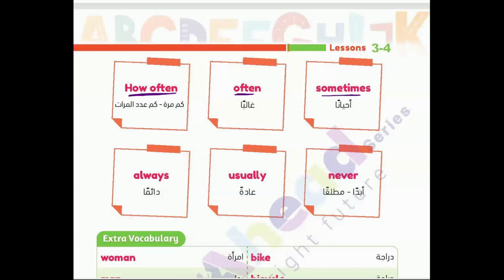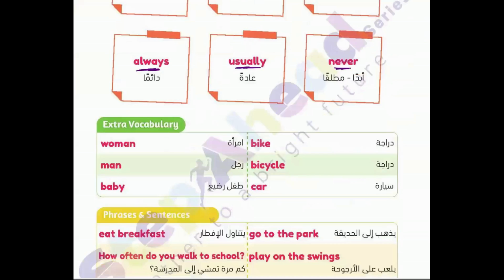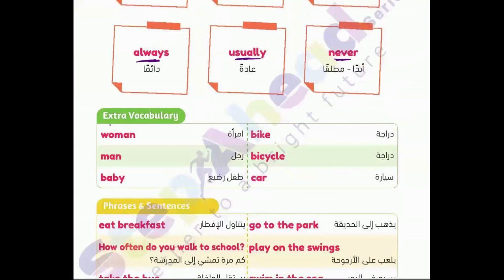Sometimes, let's read first. Often, often, the T is silent, often. Sometimes, always, usually, never. Okay, we have some extra vocabulary we need to learn as we will use it later.